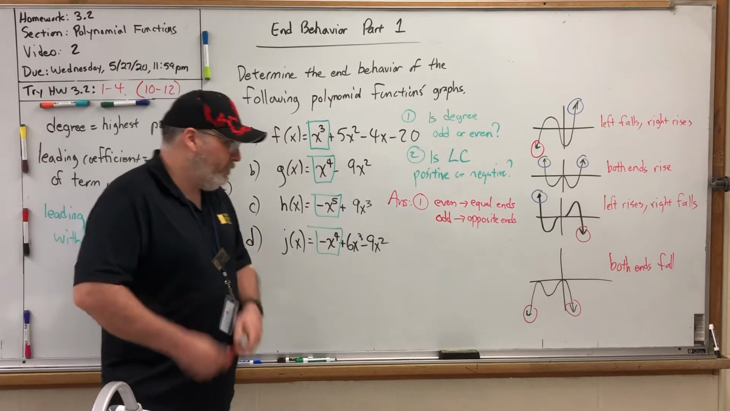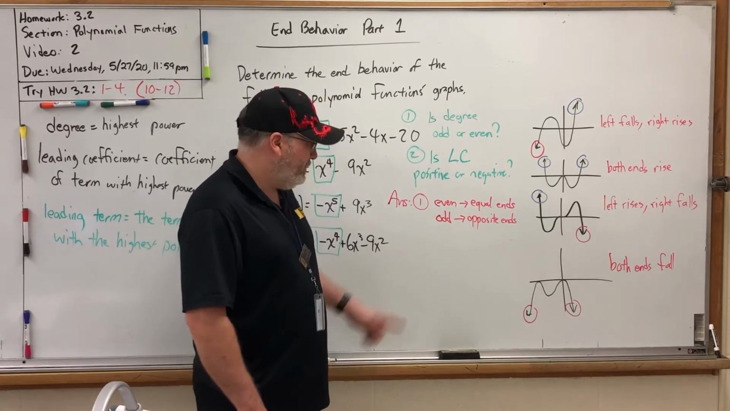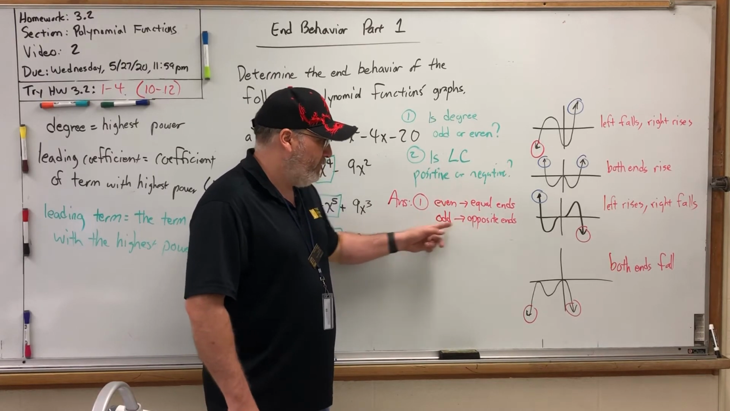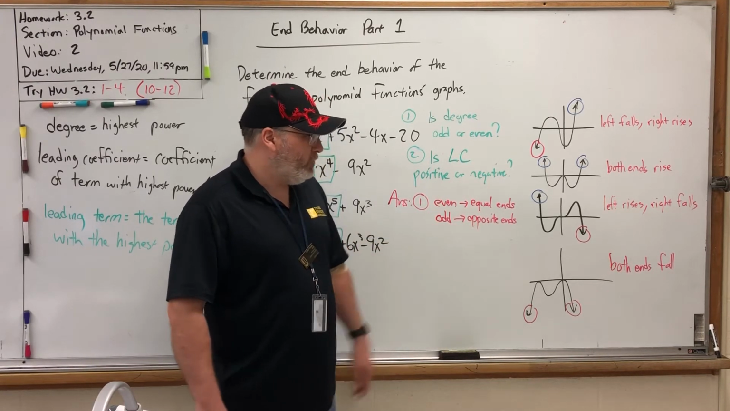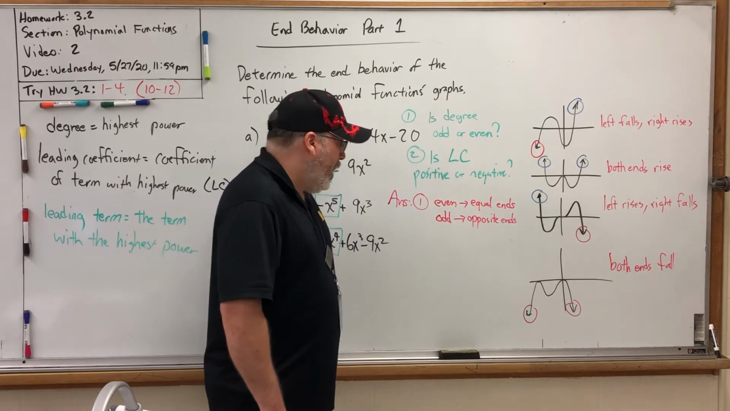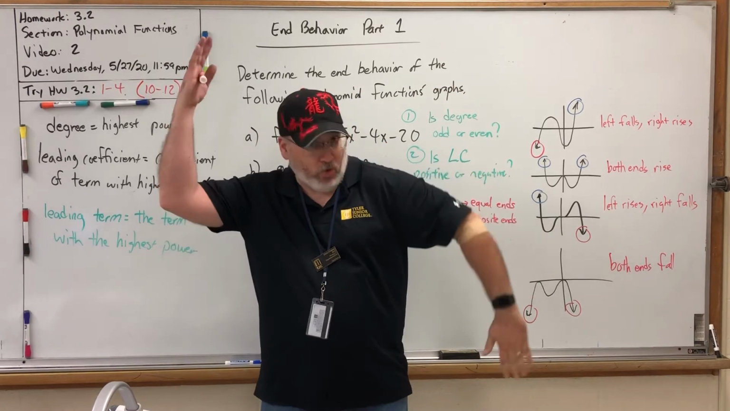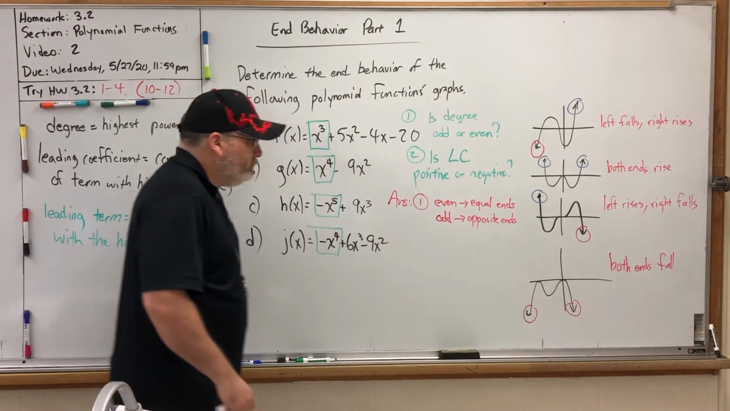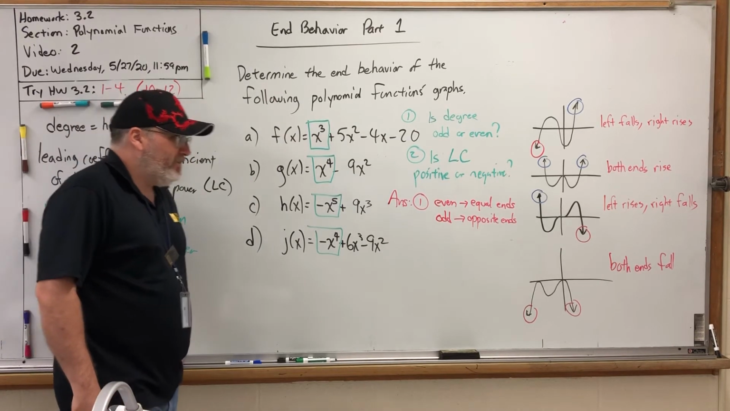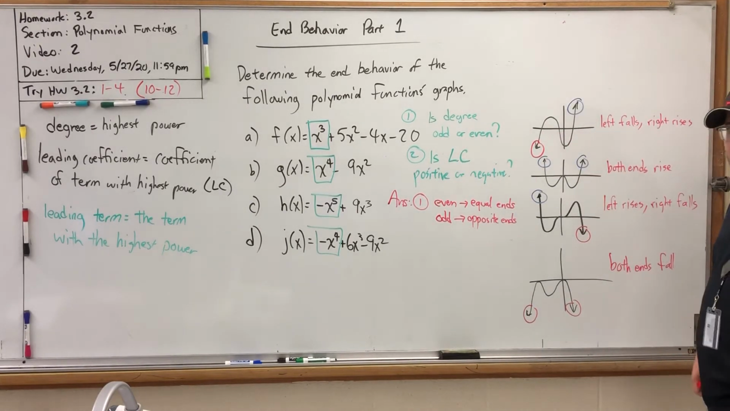And by the way, if you're into alliteration, which is a literary device, even and equal both start with E, odd and opposite both start with O. So even degree, equal ends, either both rise or both fall. Odd degree, opposite ends. One rises, one falls, either like this or like this. Okay, well that's good, but that doesn't narrow it down. Because if the degree is even, I know it's one of these two cases, but I don't know which one.